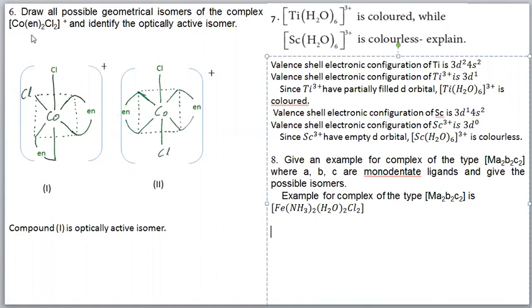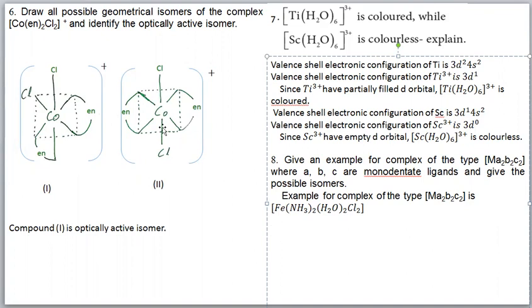For this complex, only 2 geometrical isomers are possible. One is the cis isomer, another is the trans isomer. This is the cis isomer: the 2 Cl are close, in cis position. And the en, ethylene diamine, is also in cis position. Ethylene diamine comes only at the cis position. It cannot come to the trans position.